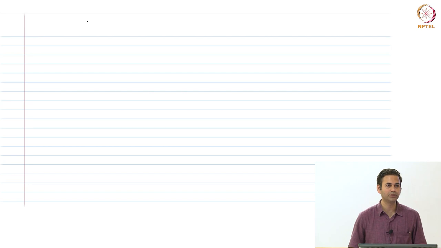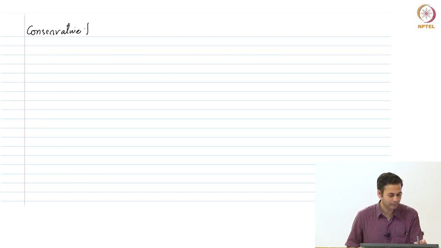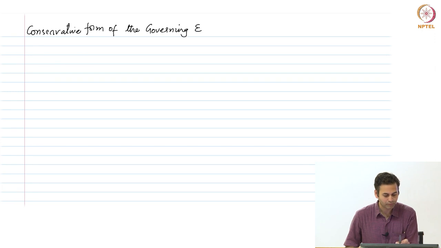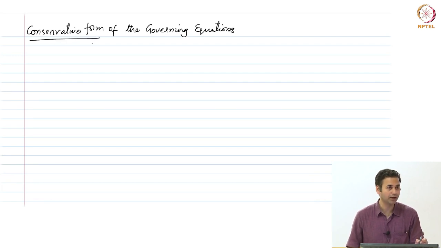Over the last few lectures, we have seen the derivation of conservation of mass, momentum, and energy, right? We have kind of finished that. So today we're going to list down all the equations and see if we can find a common thread between them, okay? So the conservative form of the governing equations, okay? We'll see what we mean by conservative form a little later, okay?